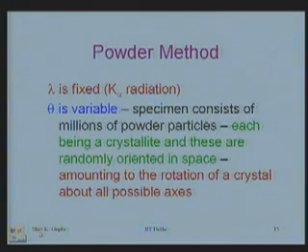Well, generally, the powder method is used and it is very simple to work with. Here, we fix the value of lambda, that is, we use monochromatic radiation, characteristic radiation K alpha, which we referred to in the beginning of the class, and then theta becomes variable because I am using powder.